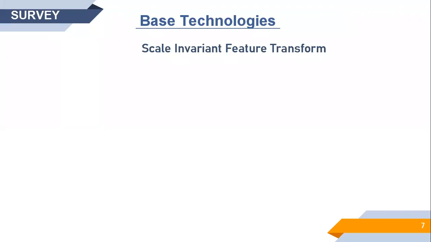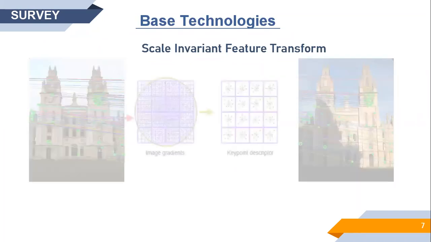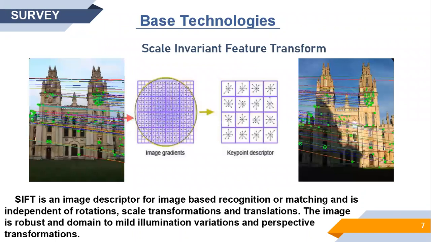So the base technology used in Google Goggles is the SIFT algorithm. SIFT means scale invariant feature transform. SIFT is an image descriptor for image-based recognition or matching and is independent of rotations, scale transformations, and translations. The image descriptor is robust to mild illumination variations and perspective transformation. So I'll explain how it works.